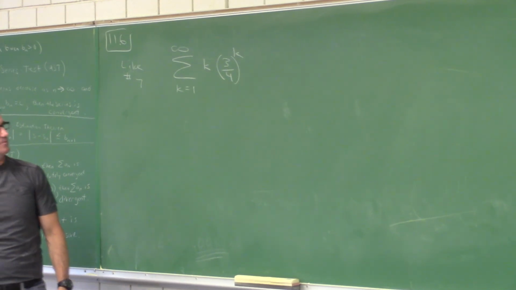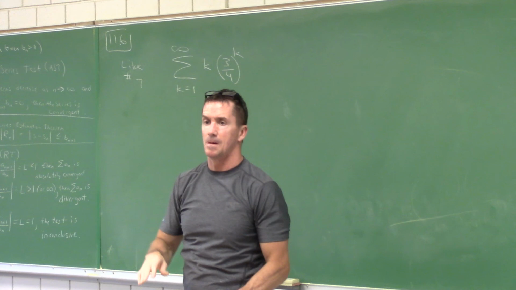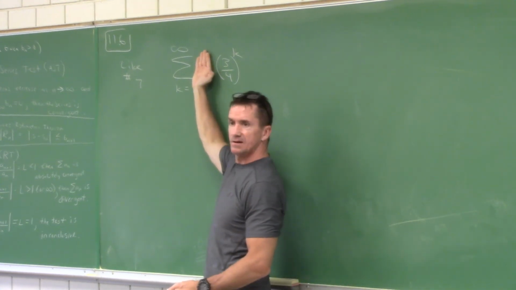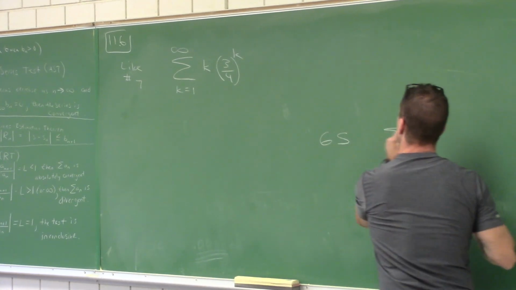k times 3/4 to the k. Is this a geometric series? Be careful. A geometric series would have been just that. Here's a geometric series, maybe something like this.